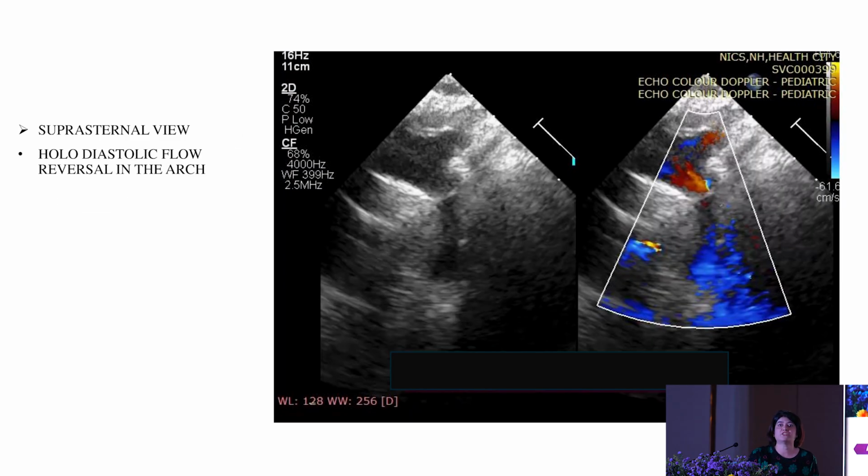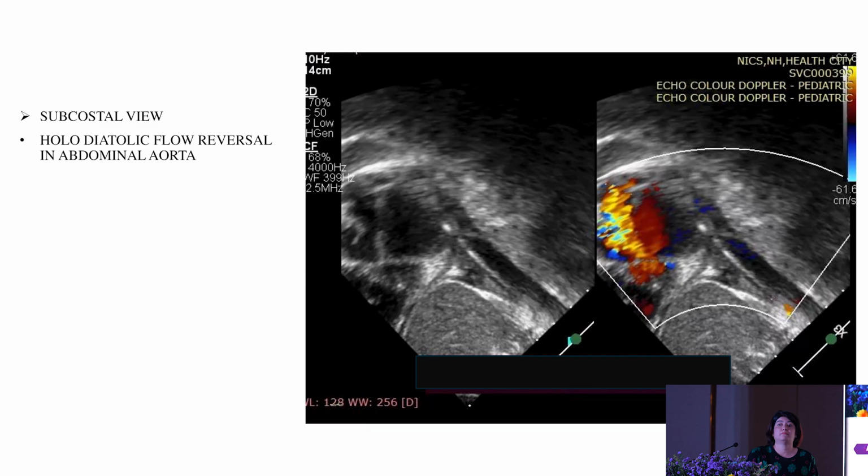Then again, holodiastolic flow reversal in the arch, which also goes with severe AR, okay. Again, in the abdominal aorta, more specifically, when you start seeing flow reversal in the abdominal aorta, it means, yes, it is severe AR, okay.